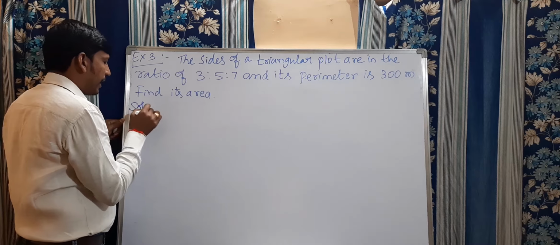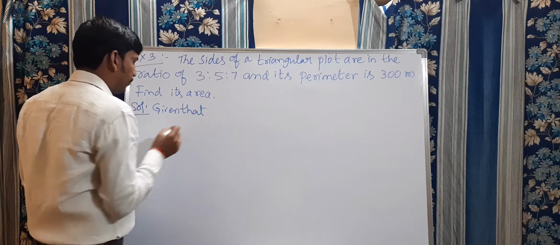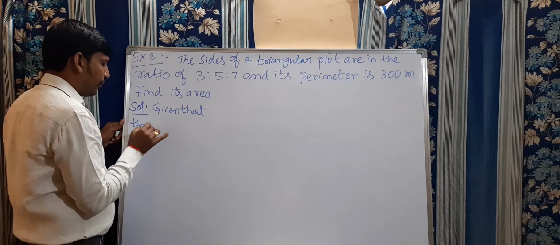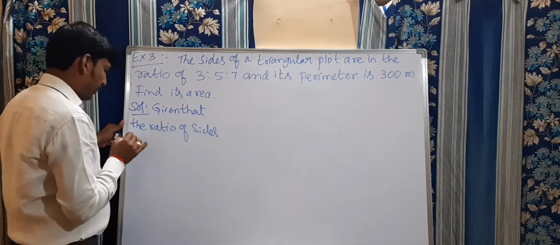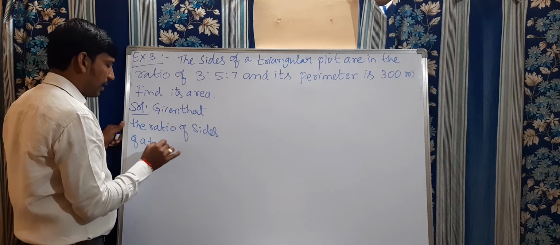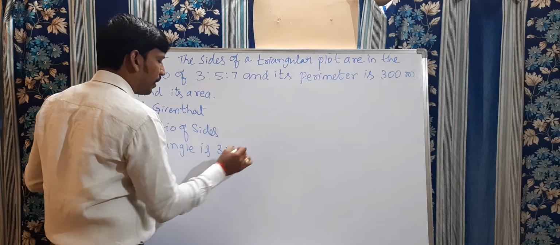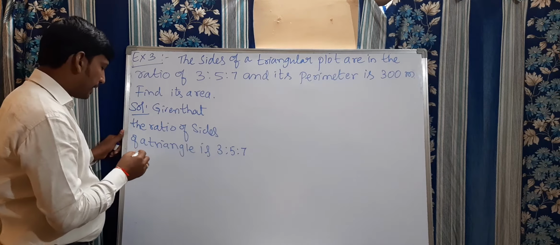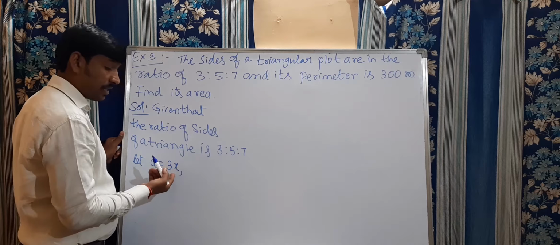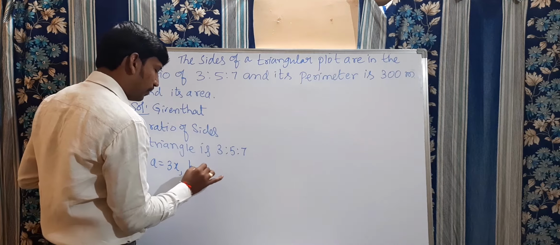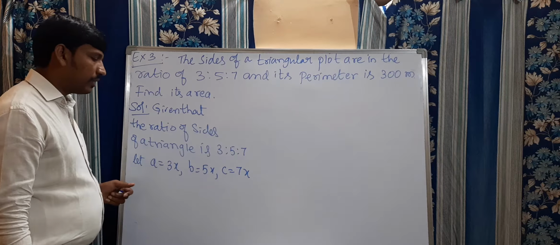Okay, now see this here. Solution. So given that the ratio of sides of a triangle is 3:5:7. When we remove this ratio, you get: let a is equal to 3x, x is a variable here, and b is equal to 5x, and c is equal to 7x. Clear? This is the process.